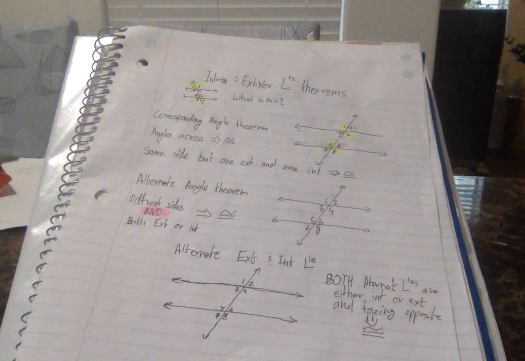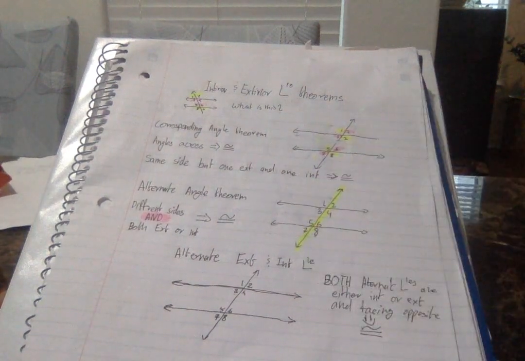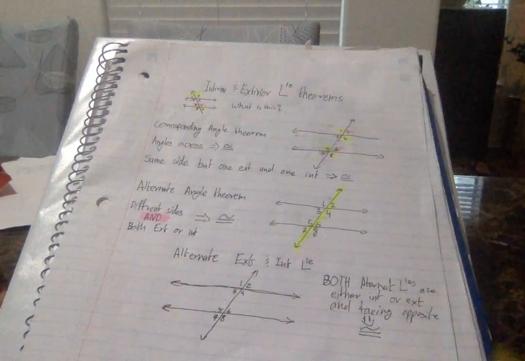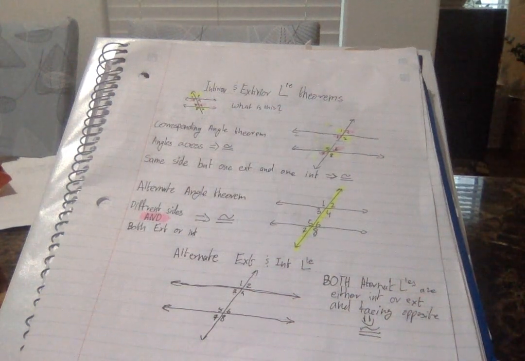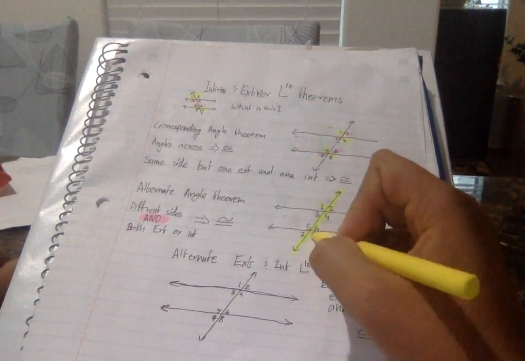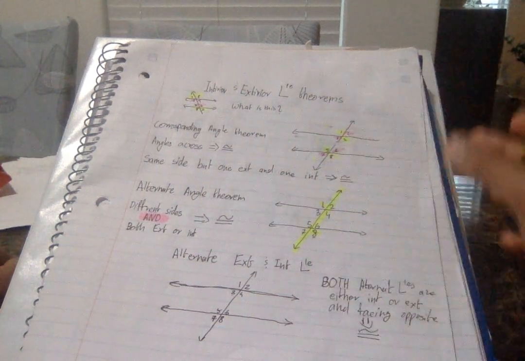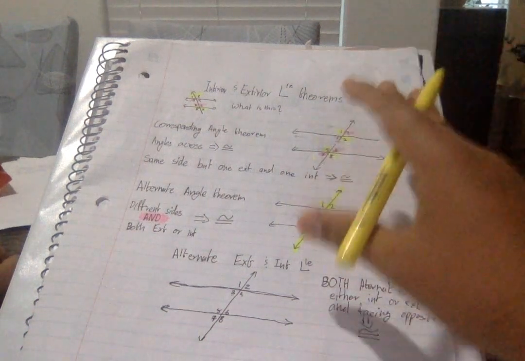Next, the alternate angle theorem. This works as if they're on different sides and both of them are either exterior or interior. If that's true, they're congruent. So that implies that they have to be across this transversal line. One has to be here and one has to be on the other side of that yellow line. So that would mean 1 and 8, because both of them are either exterior or interior. These are both exterior, and they're on different sides.